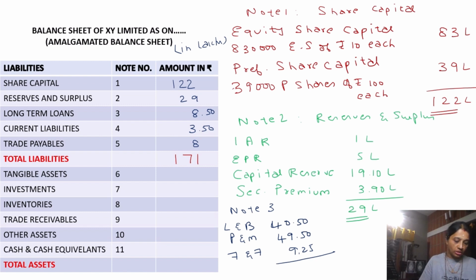So let's take the total. 40.5 plus 49.5 plus 9.25 comes up to 99.25. So I take this total here as tangible assets, 99.25. This is tangible assets. Then investments. Investments you have 12 lakhs. Then inventories, which is nothing but stock, you have 22 lakhs. Then trade receivables, which is nothing but debtors and bills receivable, you have 19 lakhs 30,000.